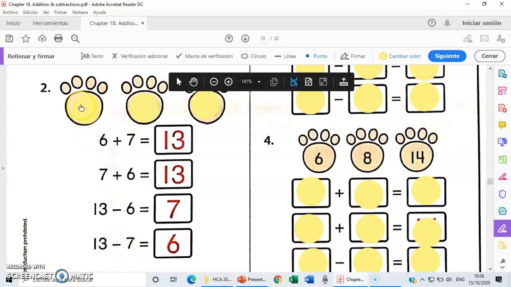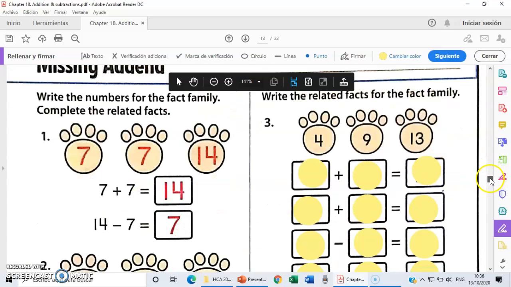So what are the fact families? 6, 7, and 13. Let's see. 6, 7, and 13. Let's go to exercise number 3.